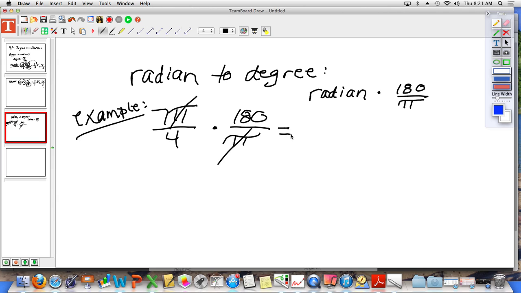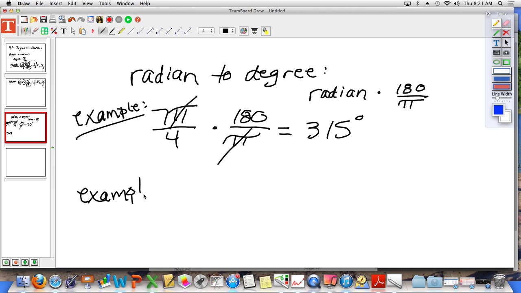Goodbye, pi. All right, so now what we have here is 7 times 180 degrees, and then we have to divide that by 4. So take 7 times 180 degrees divided by 4. What'd you get? 315 degrees. So 7 times 180 divided by 4 is 315 degrees. Let's try one more.